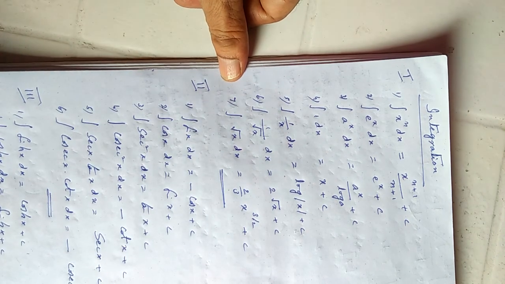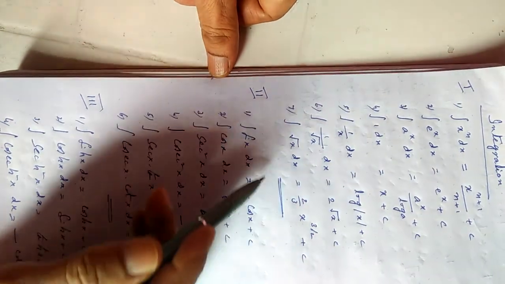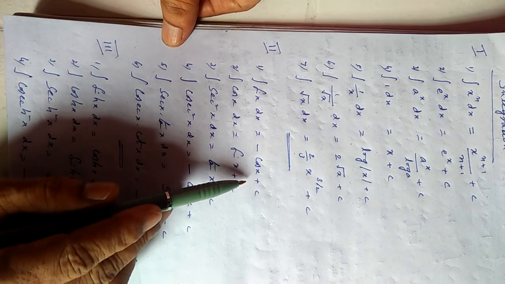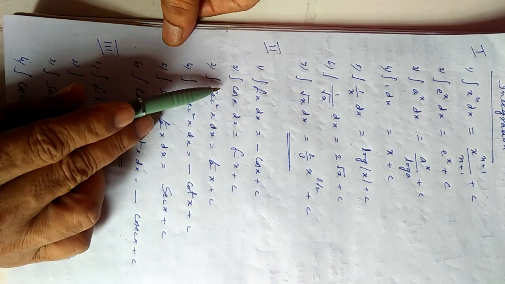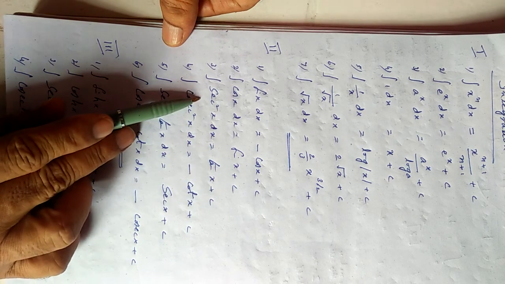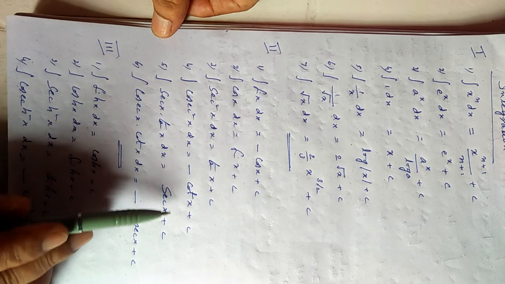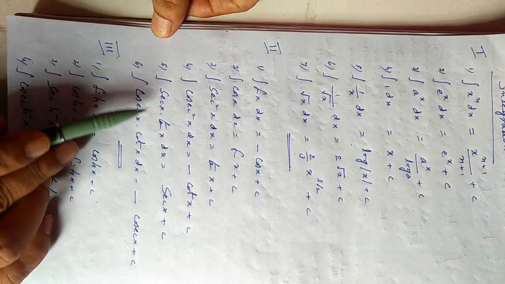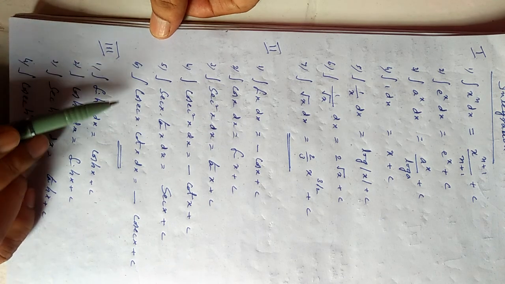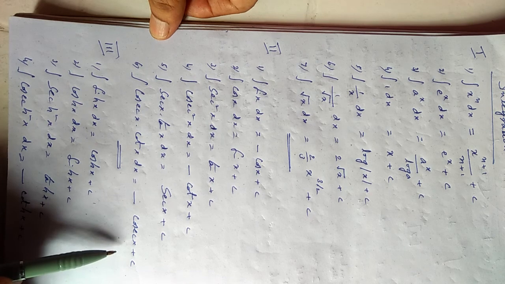Now the second case formulas are the trigonometry formulas. Integration sin x is equal to minus cos x, and integration cos x is equal to sin x plus c. Integration secant square x is equal to tan x plus c. Integration cosecant square x is equal to minus cot x plus c. Integration secant x into tan x is equal to secant x plus c. Integration cosecant x into cot x is equal to minus cosecant x plus c.